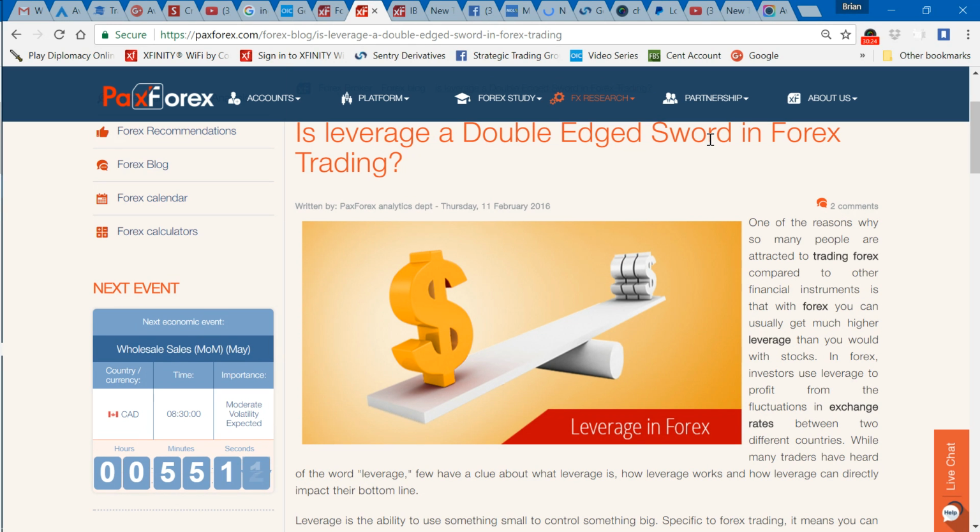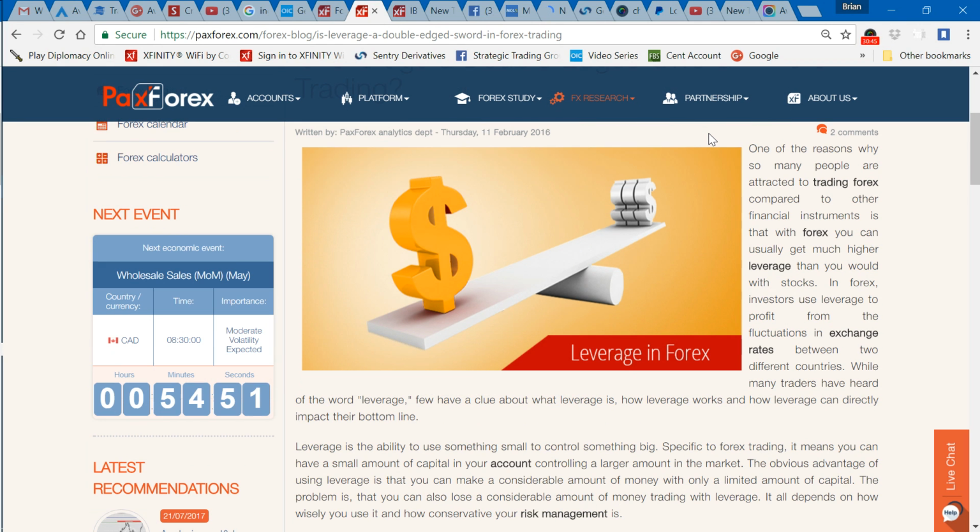Now, one of the reasons why so many people are attracted to trading Forex compared to other financial instruments is that with Forex, you can usually get much higher leverage than you will with stocks. In Forex, investors use leverage to profit from fluctuations in exchange rates between two different countries. While many traders have heard the word leverage, few have a clue about what leverage is. And this is so true. How leverage works and how leverage can directly impact their bottom line.